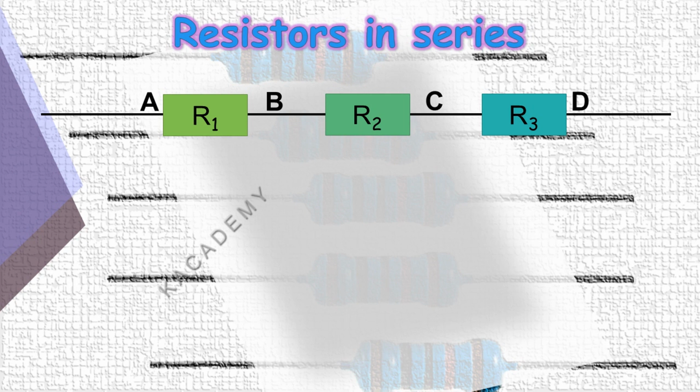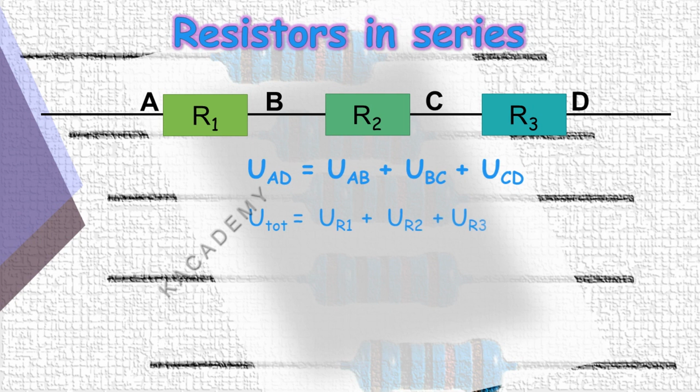Let's start by applying the law of addition of voltages in this series circuit. We can write UAD is equal to UAB plus UBC plus UCD. This equation can be written as follows: U total is equal to UR1 plus UR2 plus UR3, as we have the resistance R1 between A and B, R2 between B and C, and R3 between C and D. By applying Ohm's law for a resistor, we can therefore replace U with R times I. Therefore, R total times I is equal to R1 I1 plus R2 I2 plus R3 I3.